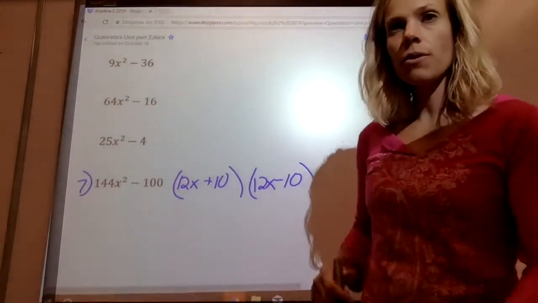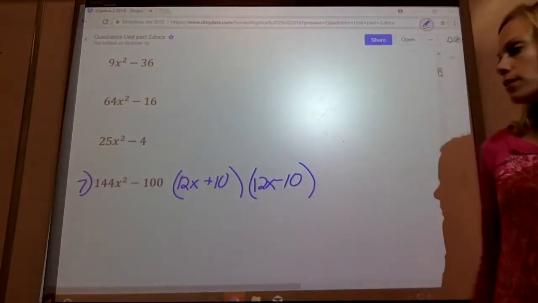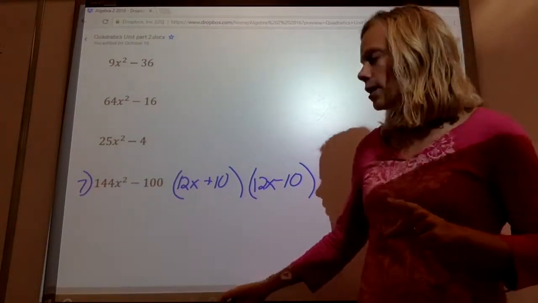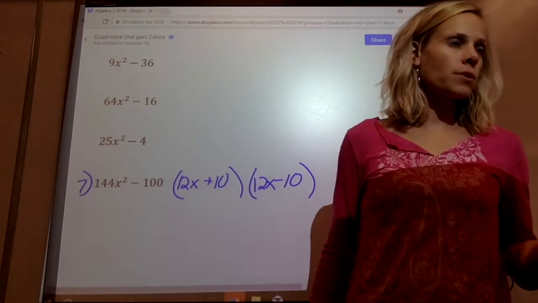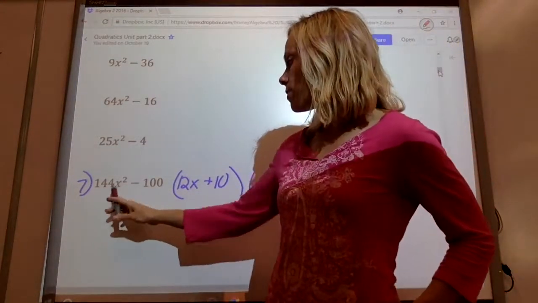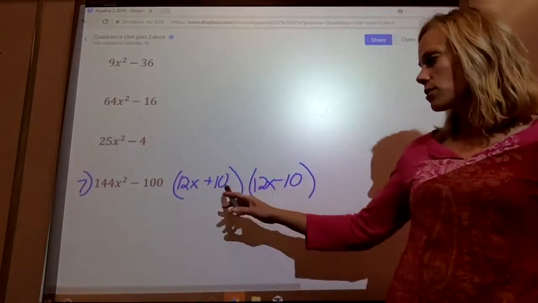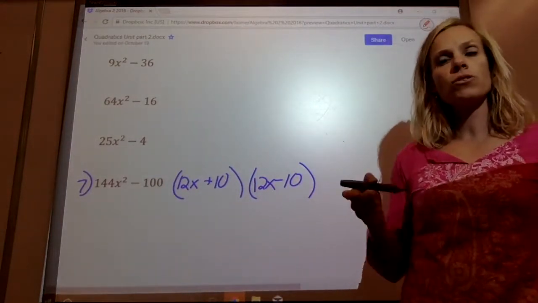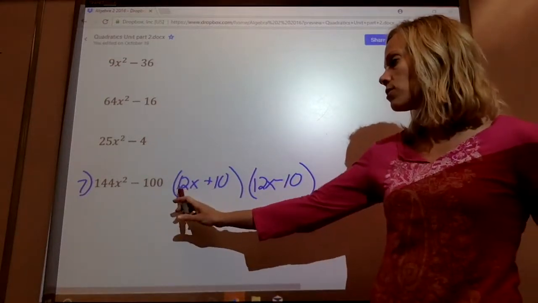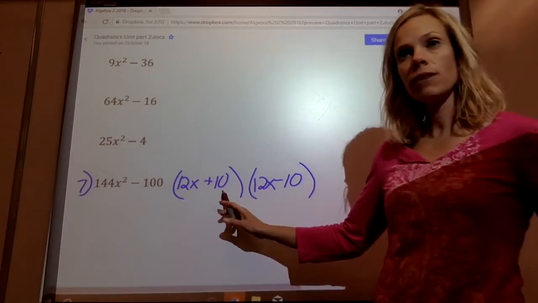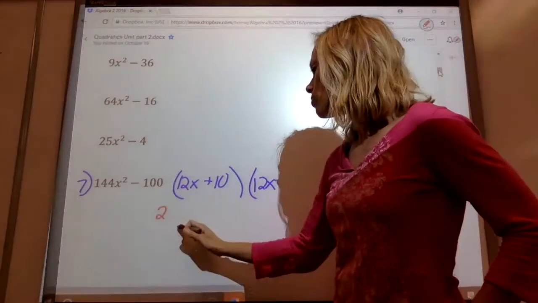So here's the thing with factoring. If you're going to factor, you always want to look first: is there something I can factor out? And if you don't notice at first that there's something to factor out, once you have it factored, you should see, can I reduce that more? So now think of your distributive property. Can I factor something out of 12 and 10? I can factor 2 out.